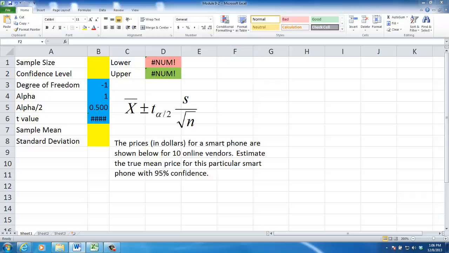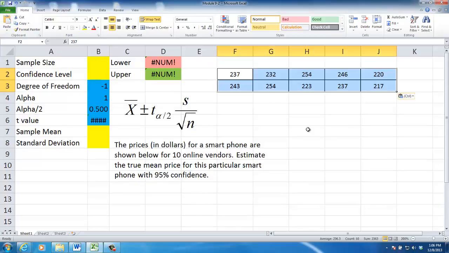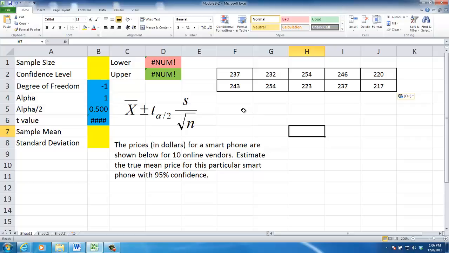So there are 10 different online vendors. Let me put the data here, and those are the prices they charge for a smartphone. So we want to estimate, within 95% confidence, the price of a smartphone. Now, in order to find the solution, first of all, we need to know the sample mean and sample standard deviation.